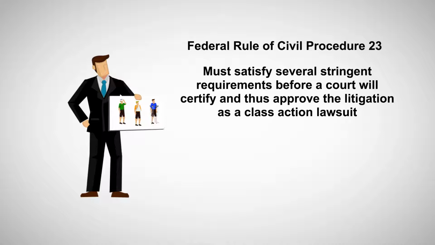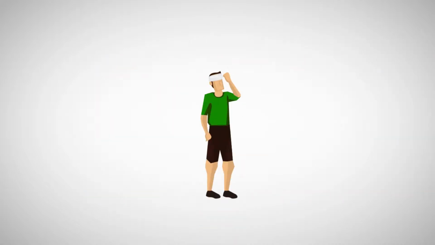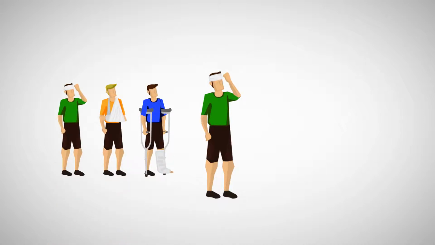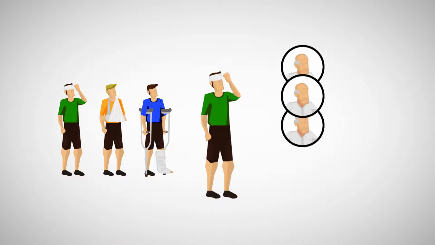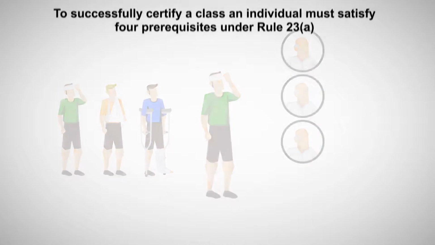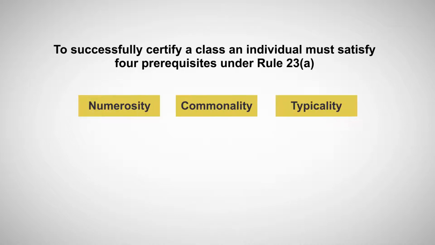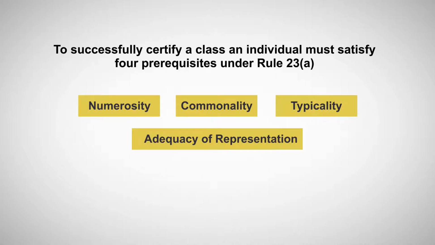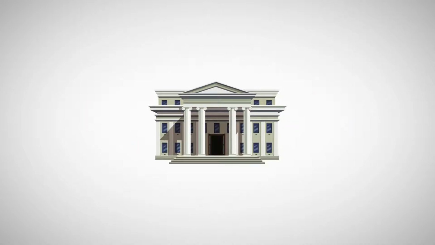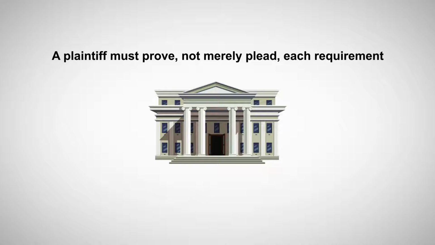A class action lawsuit is brought by a class representative, and is brought on behalf of many people allegedly injured by malfeasance by a single defendant, or by a small number of defendants. To successfully certify a class, an individual must satisfy 4 prerequisites under Rule 23(a): numerosity, commonality, typicality, and adequacy of representation. The United States Supreme Court has held that a plaintiff must prove, not merely plead, each requirement.